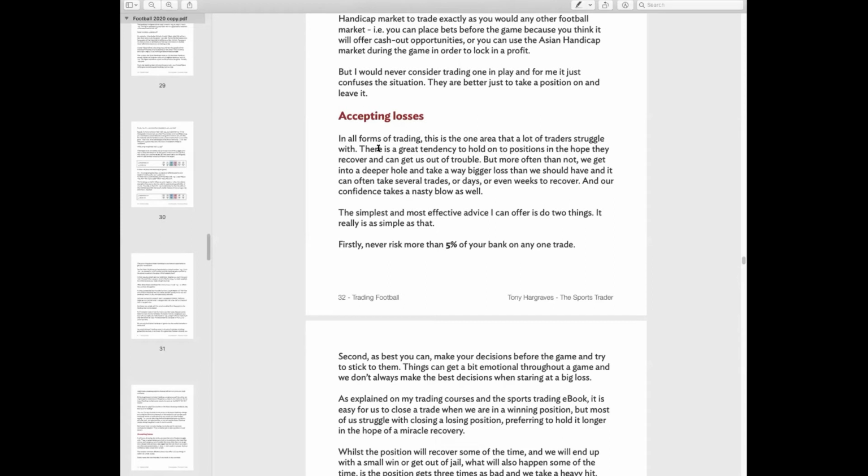So we're going to have a look. It's an area that a lot of traders struggle with: accepting losses. There's a great tendency to hold on to positions in the hope that you can recover and get out of trouble. More often than not, we get into a deeper hole, and that was way bigger.